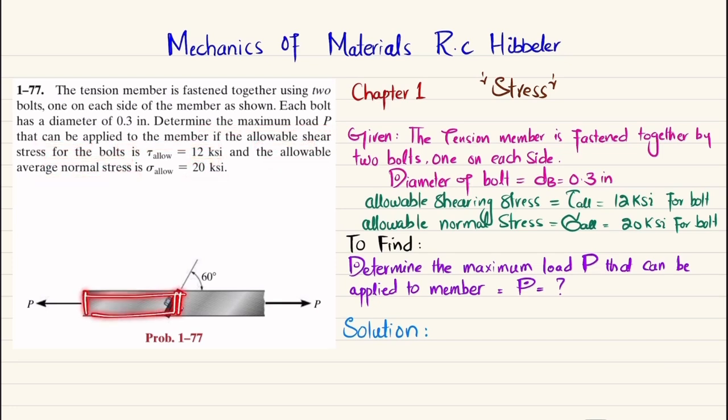So you can see this is member 1 and this is member 2 that are held together by using a joint having a bolt on each side. And this is exerted by a tensile load P. So you have to find the maximum or allowable load P that can be applied on this joint or on this tension member. So let's start with the solution.